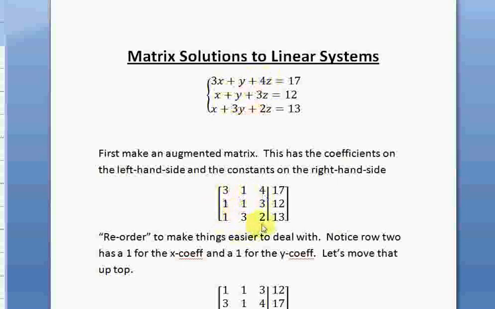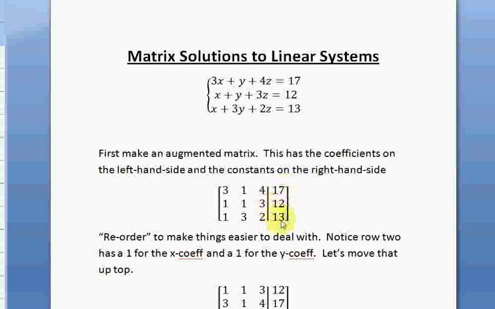On this left-hand side of the matrix go all my coefficients: 3, 1, 4, 1, 1, 3, 1, 3, 2. Then I have this bar. This is called an augmented matrix because what I'm doing is I'm augmenting a side to it, and I'm putting all the solutions on the right-hand side.